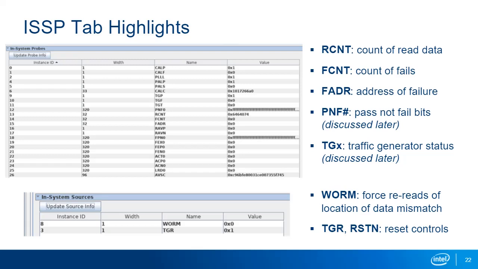The PNF probe displays the status of the pass-not-fail bits, and the TG probes indicate the status of the traffic generator's operation. Both will be discussed later. For sources, you can reset just the traffic generator with TGR, or reset the entire memory interface with resetN. Finally, you can enable worm mode, which lets you continuously read from the first failing address location indicated by the FADR probe.